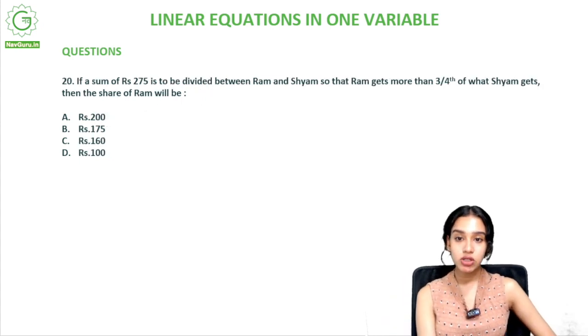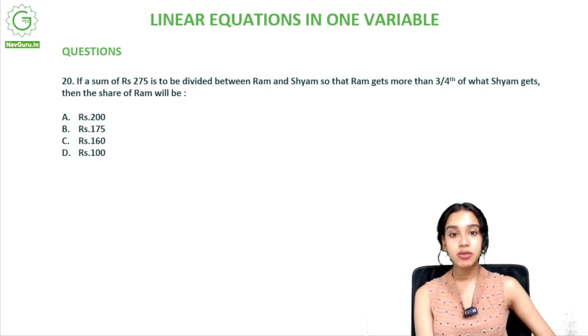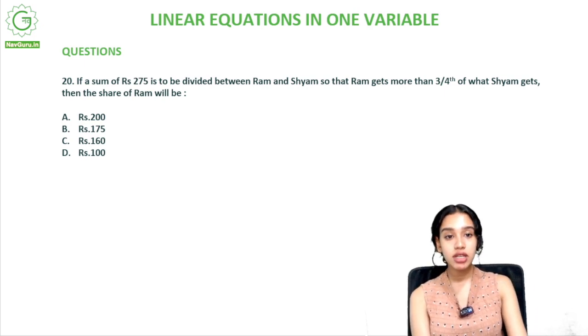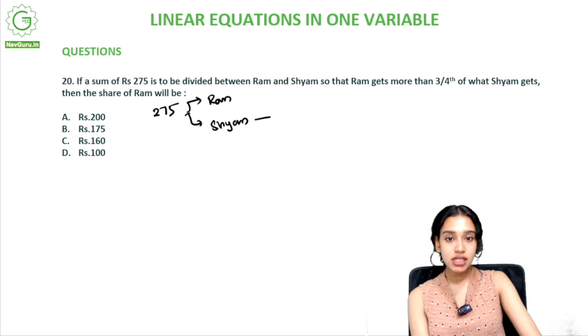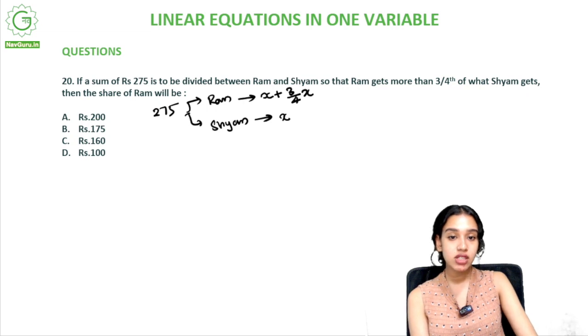If a sum of rupees 275 is to be divided between Ram and Shyam so that Ram gets more than 3/4 of what Shyam gets, then the share of Ram would be. Here we have a total amount of 275 which is to be divided among Ram and Shyam, right? So let's consider the money which Shyam gets is x. Then what would be the amount that Ram would be receiving? So it would be more than 3/4x of what Shyam is receiving, right?